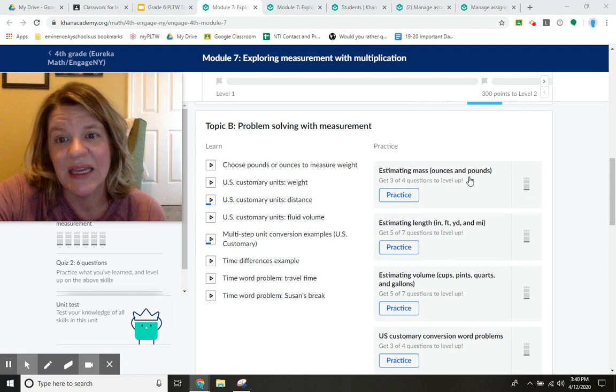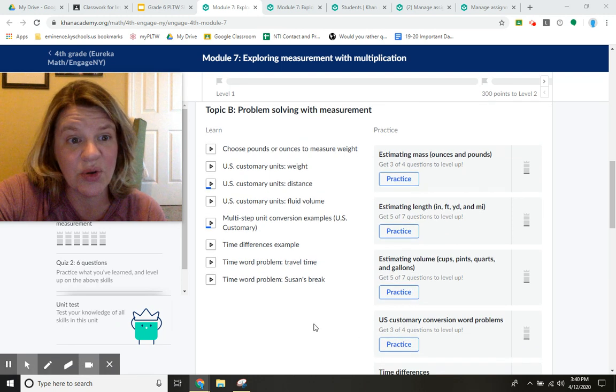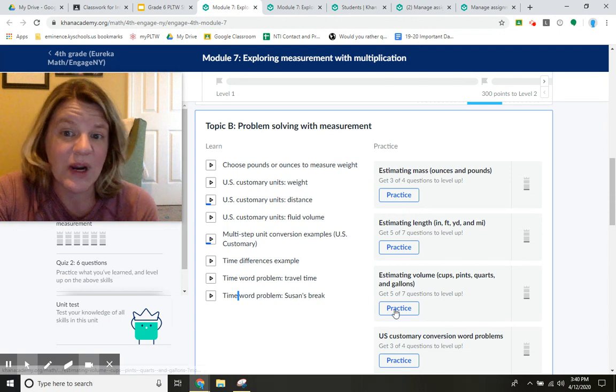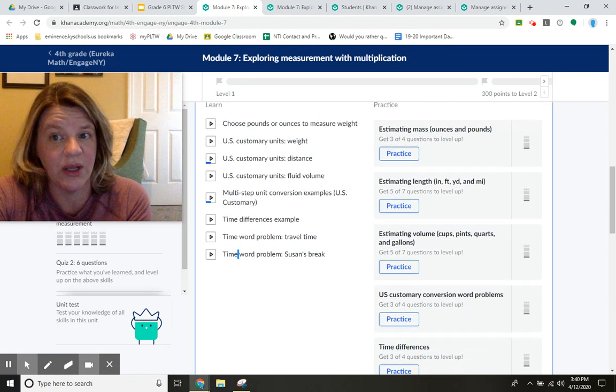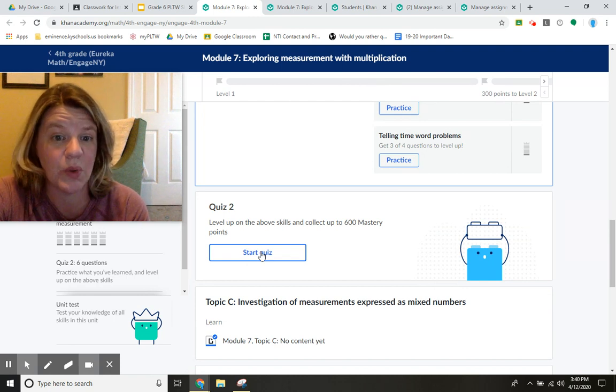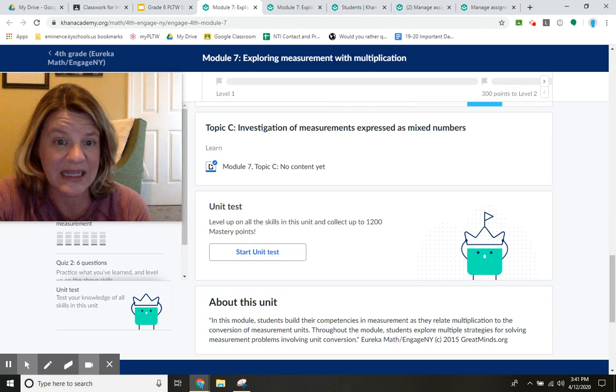You'll see that you've got practice questions over here on the side that you can earn points for. Mainly, I want you to complete these. If you do these practice questions as well, you're looking at extra credit, which is wonderful. On Wednesday, I want you to do quiz 2. And then Thursday, you're going to do the unit test.